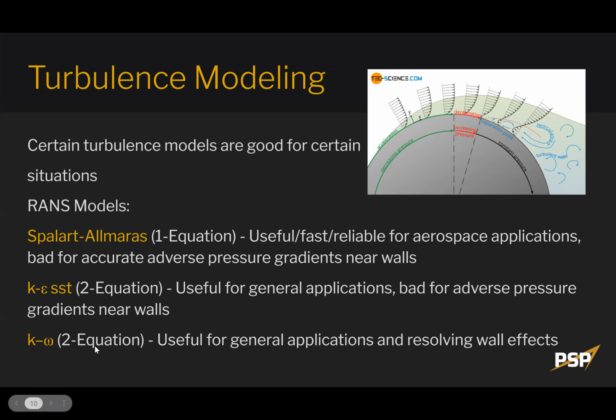K-omega is a two-equation model, and this one is K-omega SST. I forgot to write the SST in here, but it's basically the same thing. This one is useful for resolving effects near the wall, so it will tell you where the flow separation is with a reliable amount of accuracy.